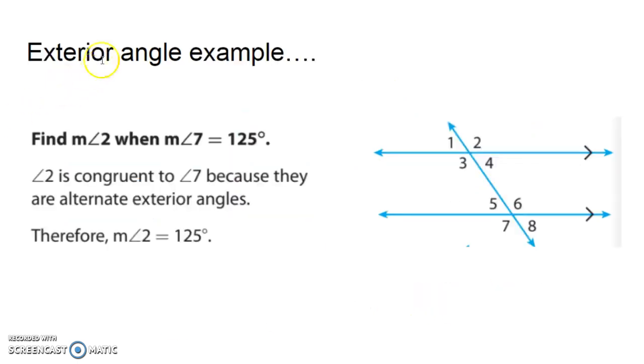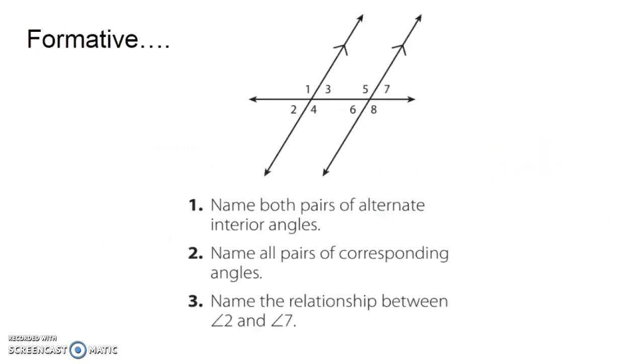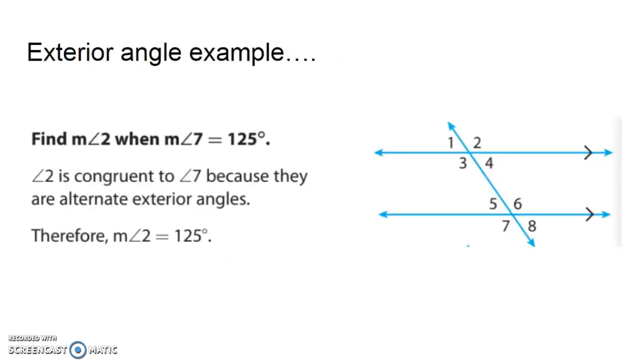Okay? Exterior angle example. So they want you to find the measure of angle 2. If we know that the measure of angle 7 is 125, and angle 2 is congruent to angle 7, because they are alternate exterior angles, we know the measure of angle 2 is going to be 125. It's going to be the same, because they are congruent.